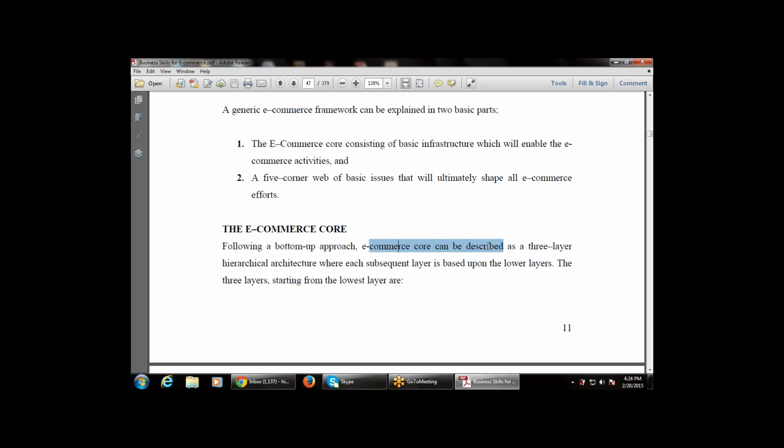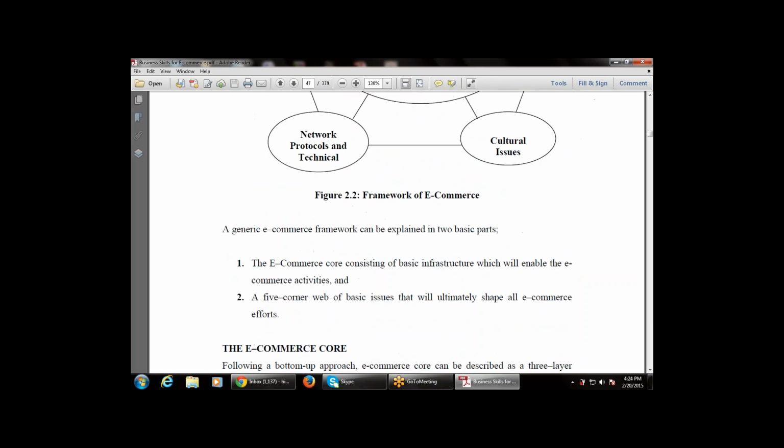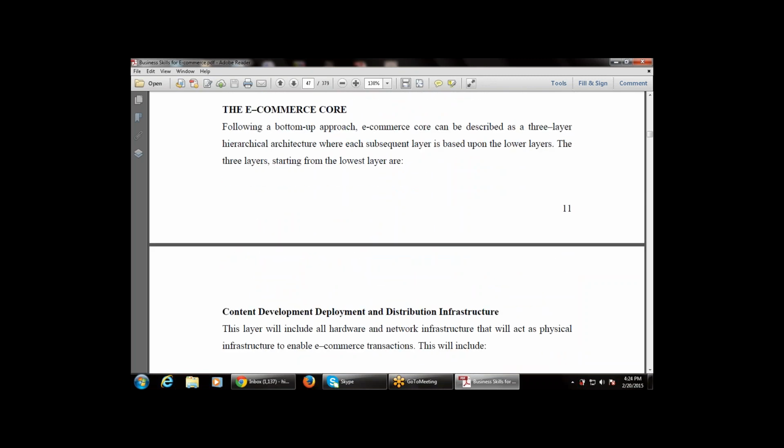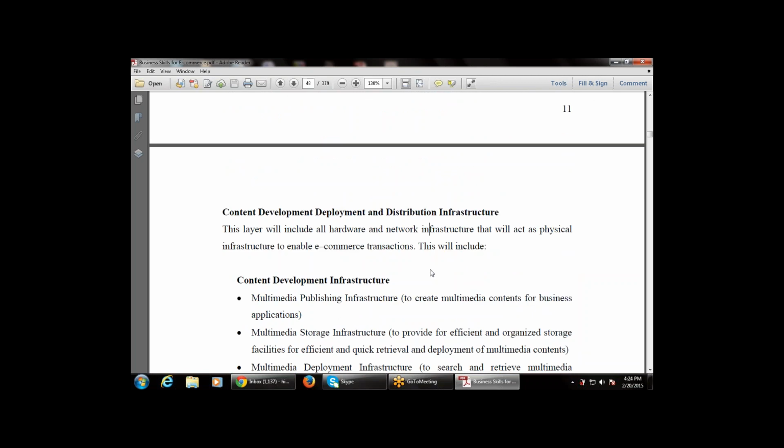The e-commerce core is described as a three-layer hierarchical structure where each subsequent layer is based upon the lower layer. These layers are based on one another or coordinated with one another. The next is the content development, deployment, and distribution infrastructure. That includes how to develop the contents, how to deploy them, that is how to use them, and how to distribute them among various e-commerce sites and various e-commerce transactions.